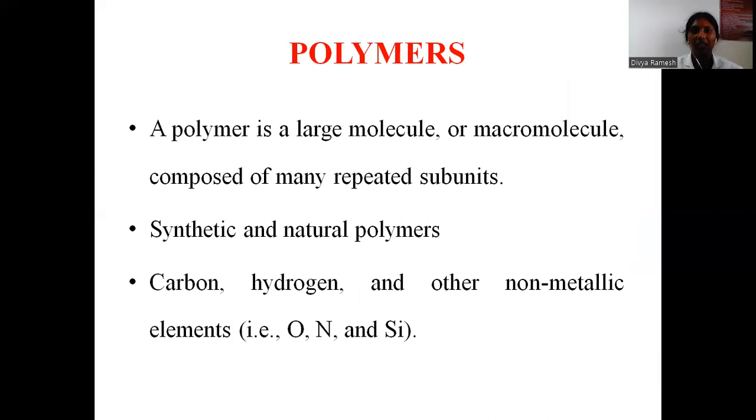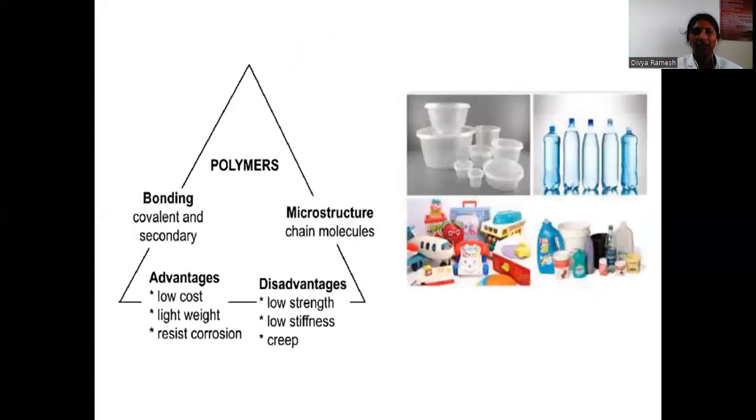Polymers. A polymer is a large molecule or macromolecule which is composed of many repeated subunits. Many repeated subunits, each structure has some molecules. These molecules are repeatedly arranged to form a closely packed structure. The further classification of polymers is synthetic and natural polymers. Examples of these polymers involve carbon, hydrogen, and various non-metallic elements.